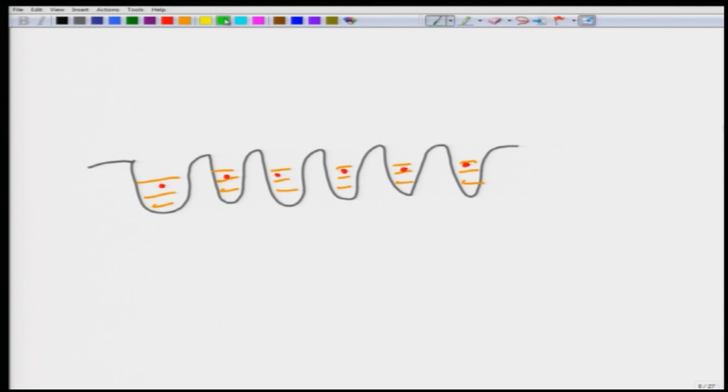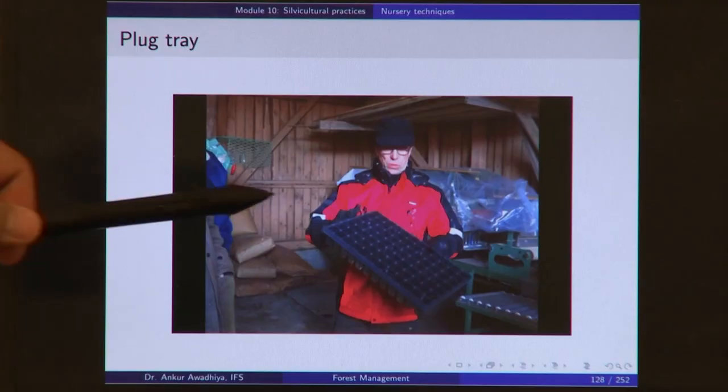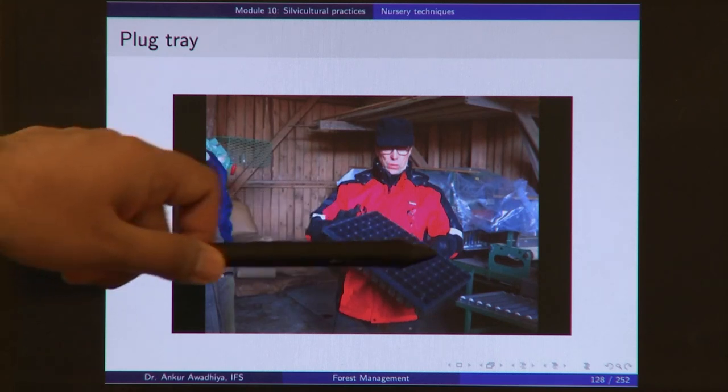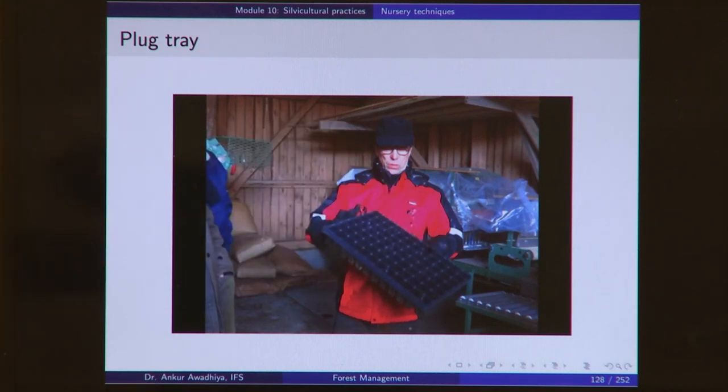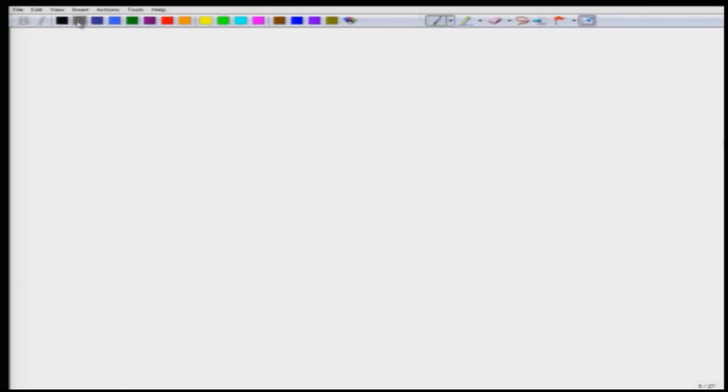And so, we will have one plant in every plug. Now, the good thing about these plug trays is that because they are made of these standardized sizes, we can have machines that can put seeds into these plugs. Otherwise, the option that is available is to do it manually.